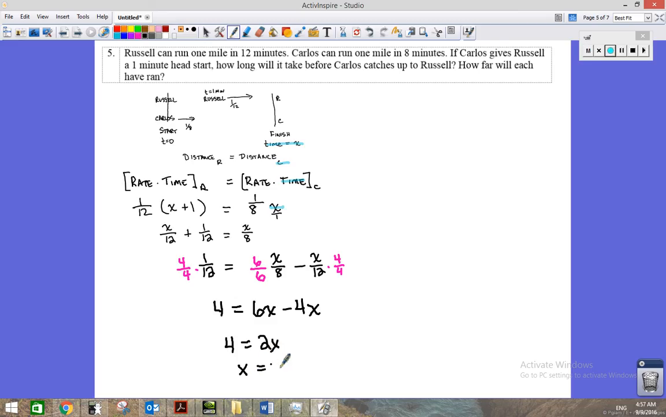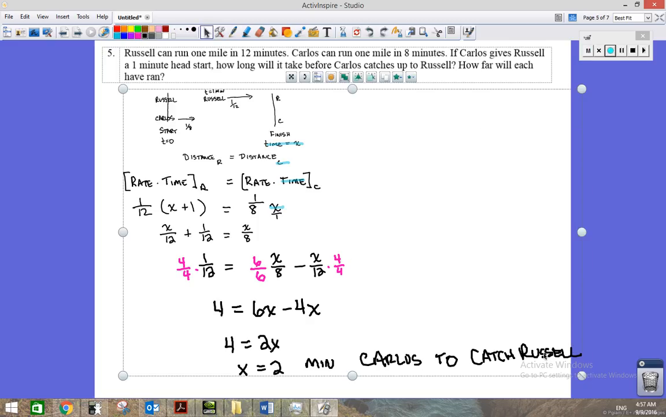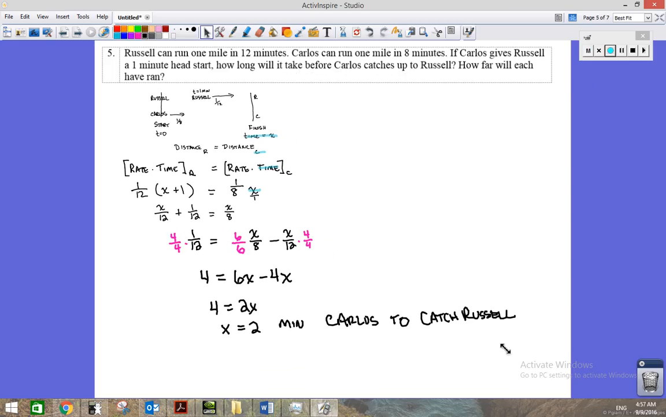And I'm getting that x is 2. Now remember that x was the time in minutes that it took Carlos to catch Russell after he gave him that 1 minute head start. So one thing to recognize is that Russell had been running longer: Carlos ran for 2 minutes while Russell ran for 3 minutes.